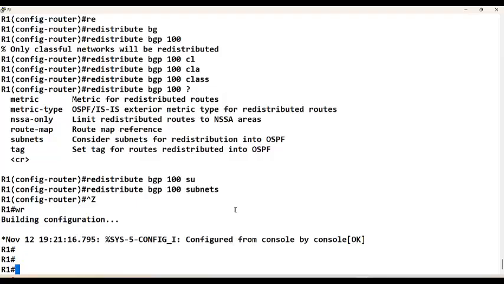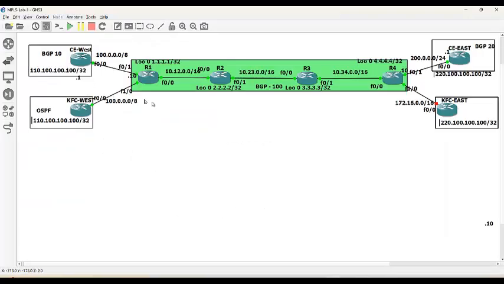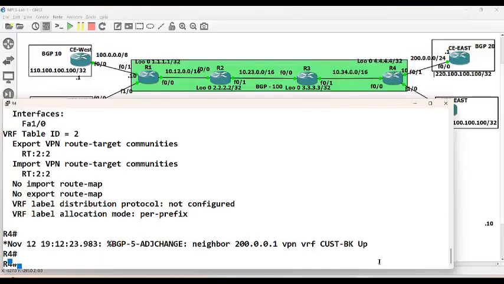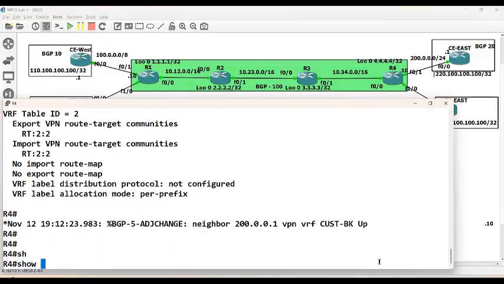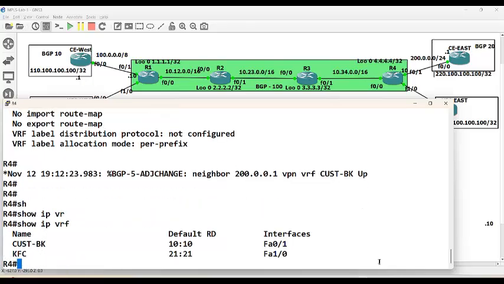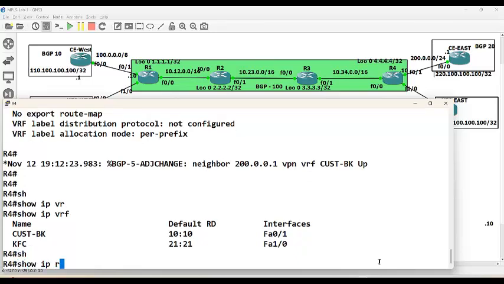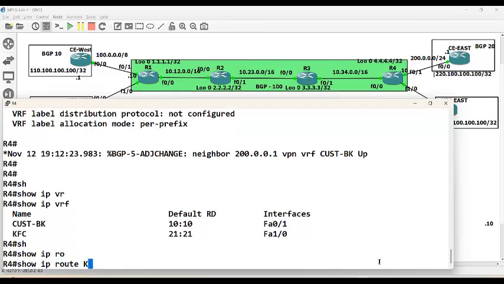Next is, see, we have taken OSPF, put into VPN. And if something comes from the east in VPN, that also will be given to OSPF because we did redistribution from BGP to OSPF also. Now we are going to the router 4 side. In router 4, let us check the routing table. Show IP VRF first. I have two, KFC routing table also I have. Show IP route VRF KFC. Now you will find the route from the remote site.